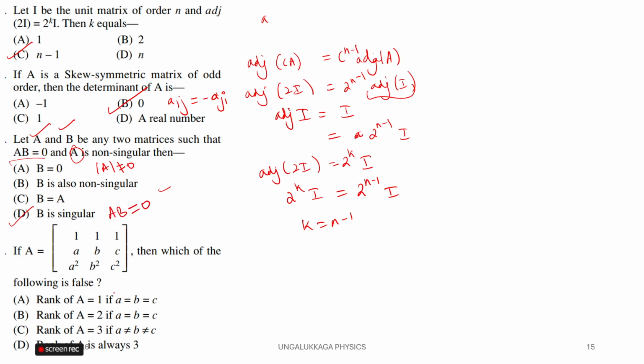If A is equal to the given matrix, then which of the following is false? They asked which of the following is false. So try to answer this question and give your answer in the comment box. I will give you the answer for this question in upcoming videos.